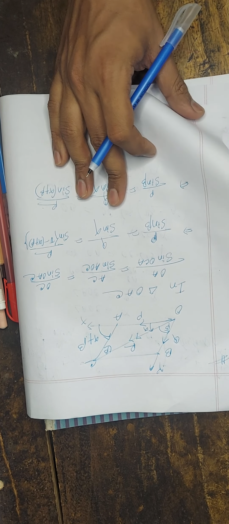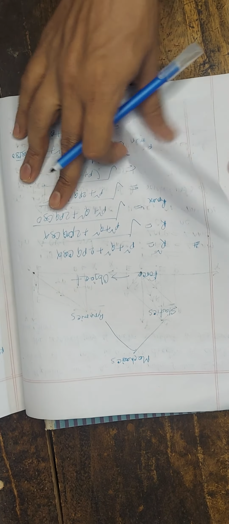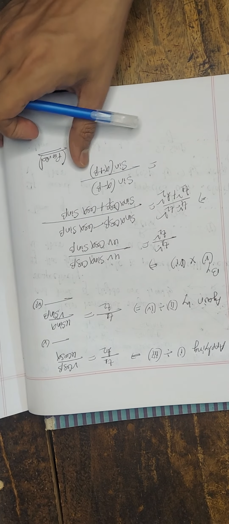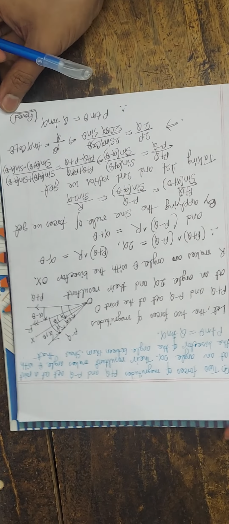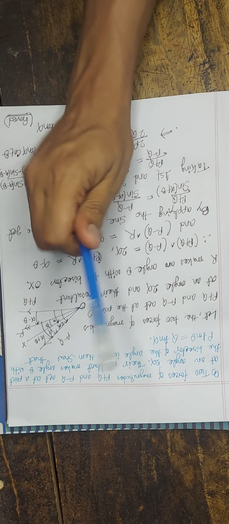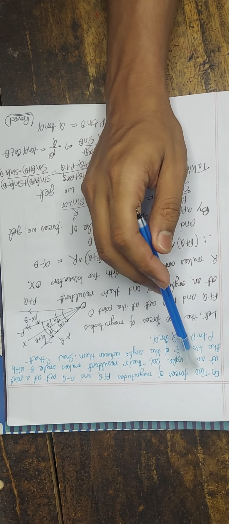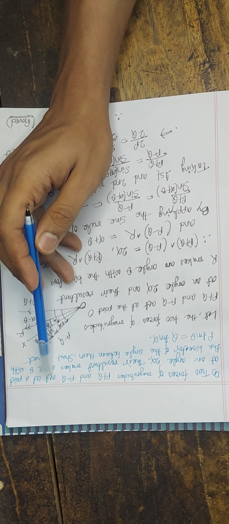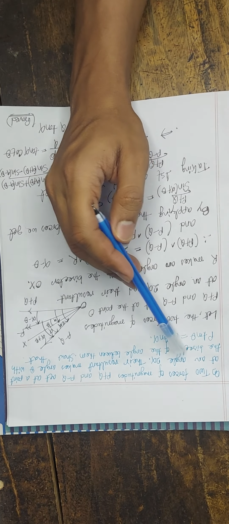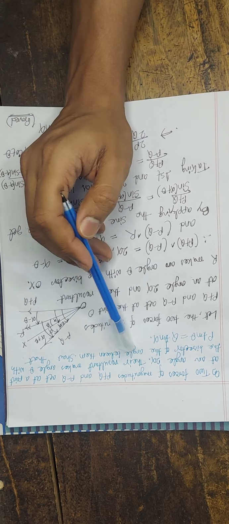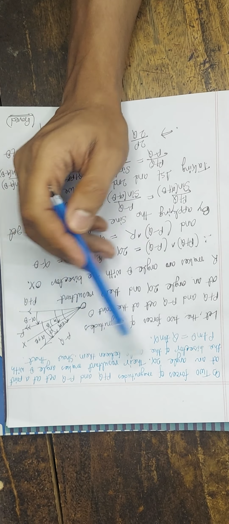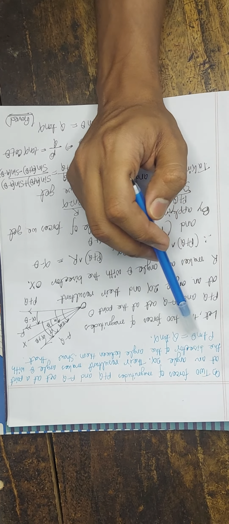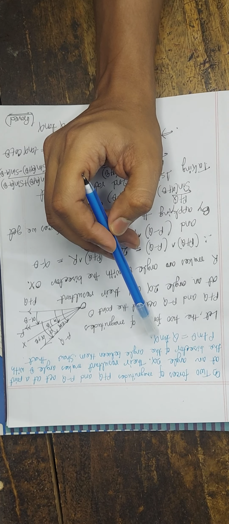Okay, now let's see one or two problems from this chapter. First of all, here, two forces of magnitude P plus Q and P minus Q act at a point and at an angle twice alpha. The resultant makes angle theta with the bisector of the angle between them. We have to show that P tan theta is equal to Q tan alpha.